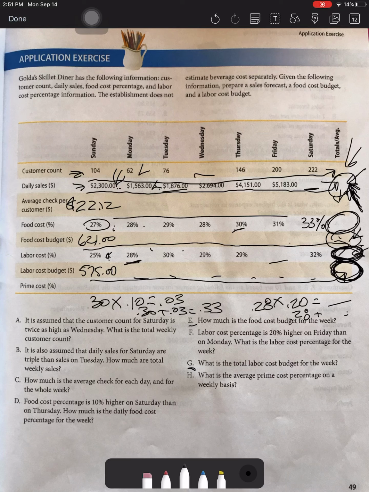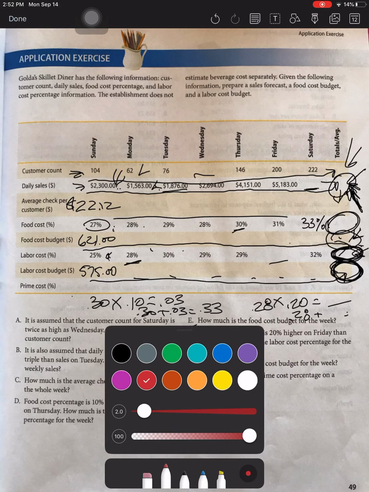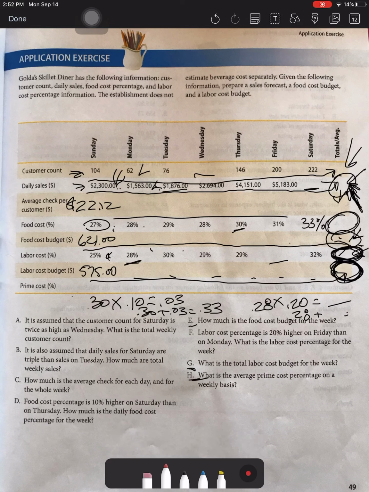Okay, prime cost is H. What's the average prime cost percentage on a weekly basis? To do this, you're just going to need to add together your labor cost percent for the entire week, which is going to be this one right here, and your food cost percent for the entire week, and just simply add those two percentages together. That gives you your prime cost, which is labor and food costs together. And that is how you do this exercise.